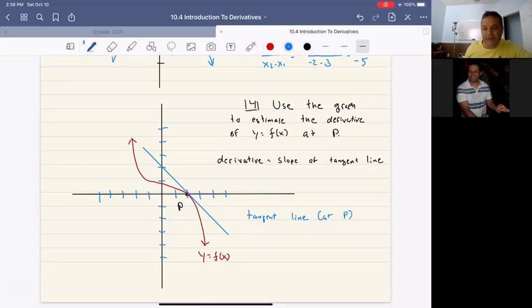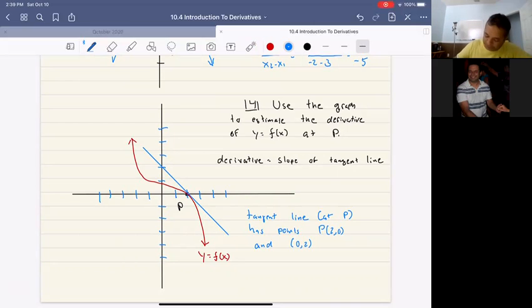at P, okay, has points. Well, definitely 2, comma 0. And then we have another point here at 0, comma 2. And then we're just going to find the slope between those points.